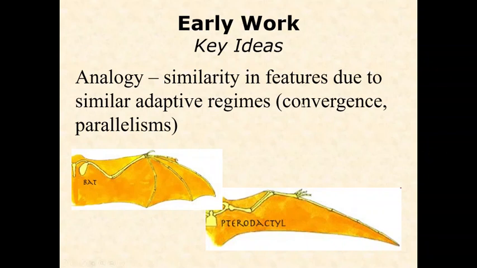Convergence is similar, however, there are different changes along the evolutionary pathway that lead to the similarity. So complex things like a batwing and pterodactyl wing are very obviously convergent. They have a similar overall form and a similar function, but they have arisen at very different times and in very different lineages.